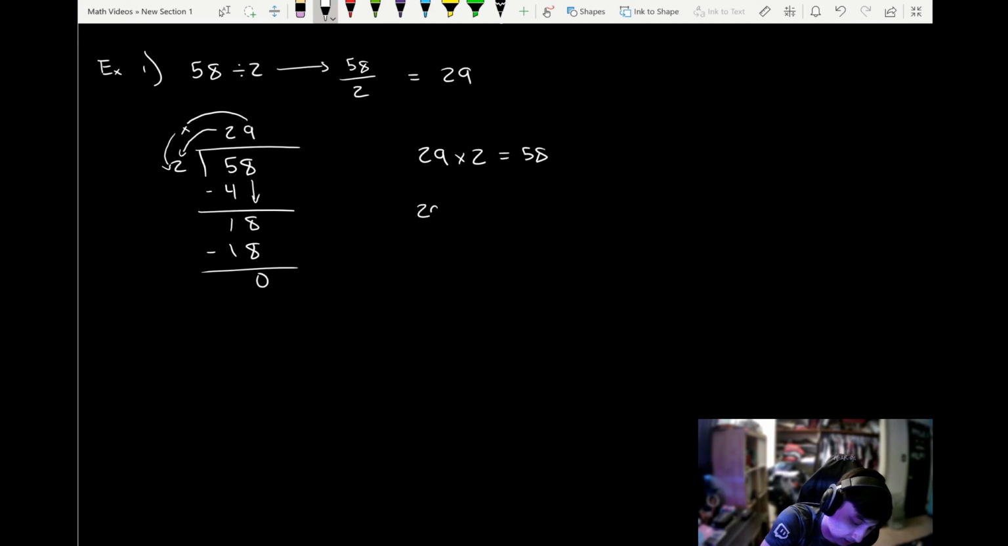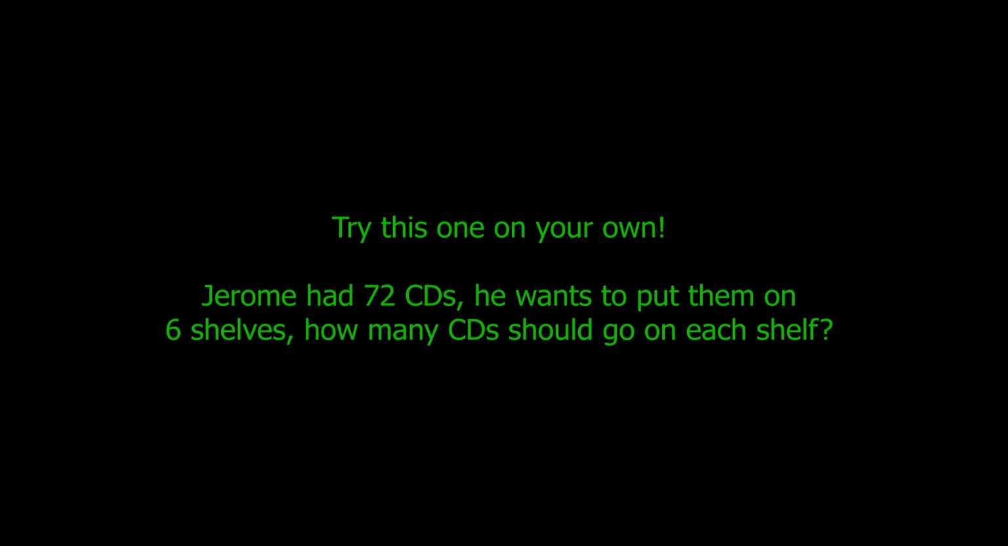So we have 29 times 2. 2 times 9 is 18. Carry the 1. 2 times 2 is 4 plus 1 is 5. 58. So it checks out. It works. So now you're going to try one.